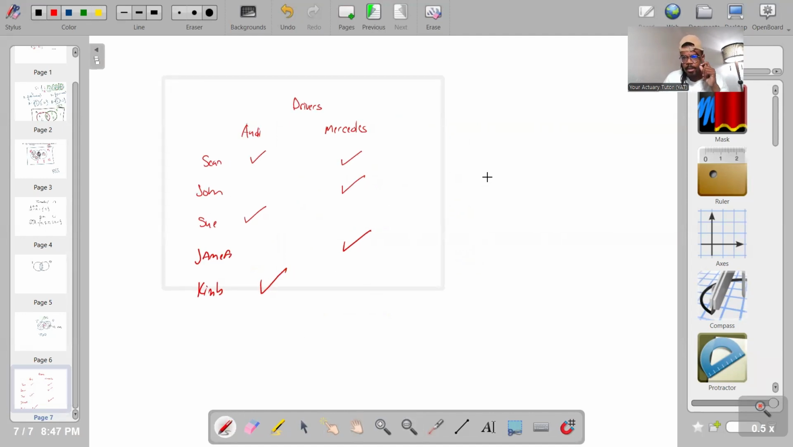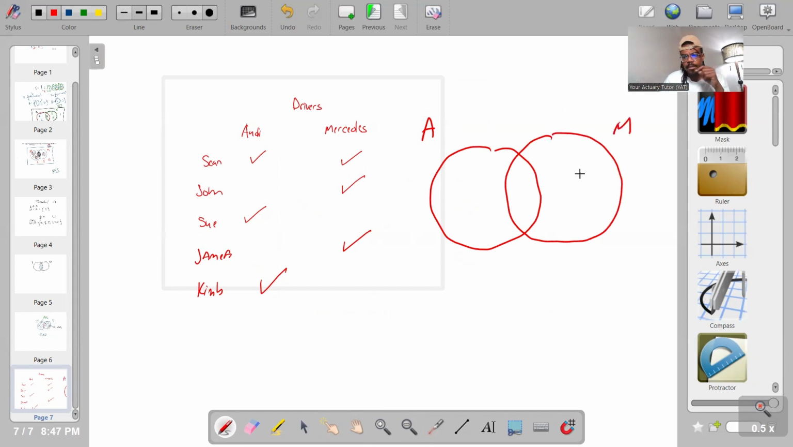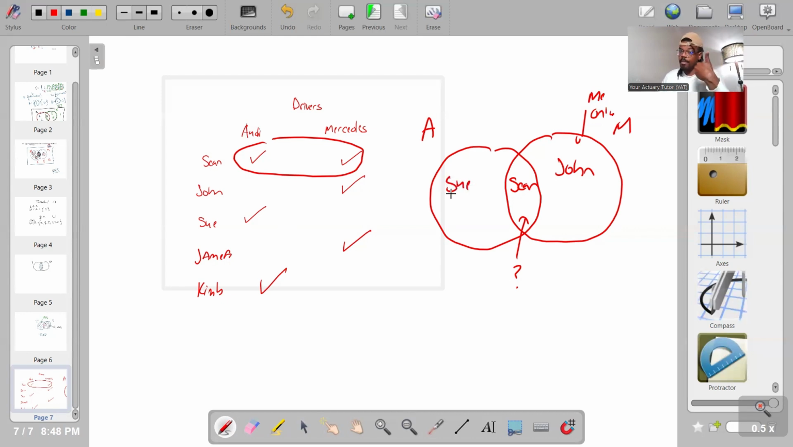I have 2 particular groups of people. I have the Audi drivers and I have the Mercedes drivers. You know this draw, there's an overlap. There's an intersection. Who are we going to find in this intersection? That's Mr. Sean. I'm the only person that has both types of cars, so you're going to find me in both groups. John only has a Mercedes, so he's in the Mercedes only group. Susie Q doesn't have a Mercedes, she has an Audi only, so she's only in the Audi bubble. James is over here. Kimberly is over here.